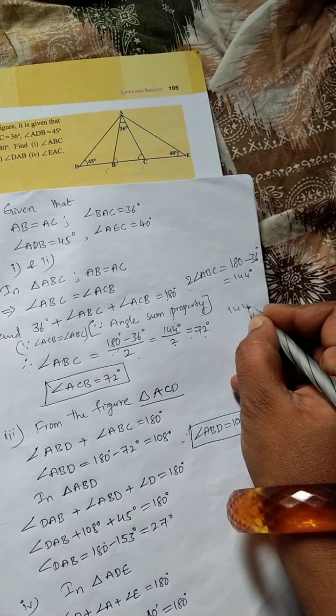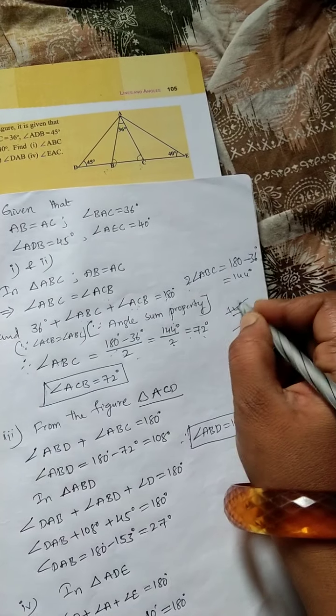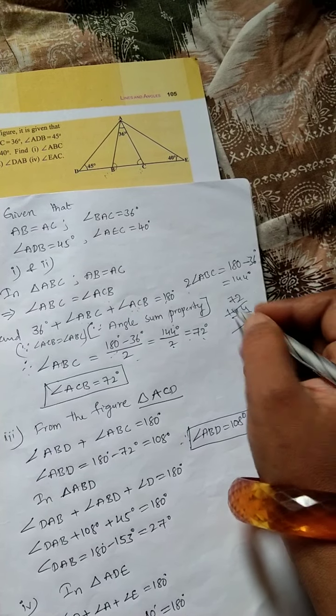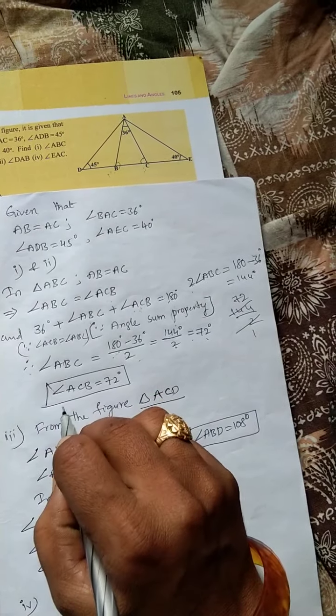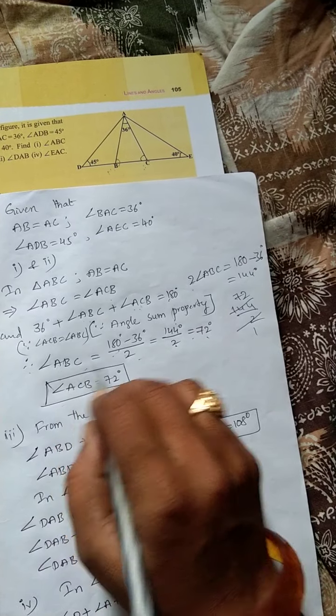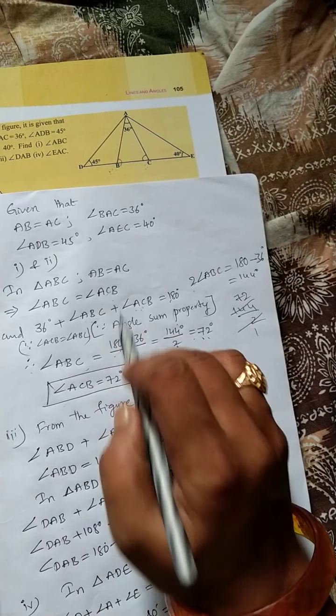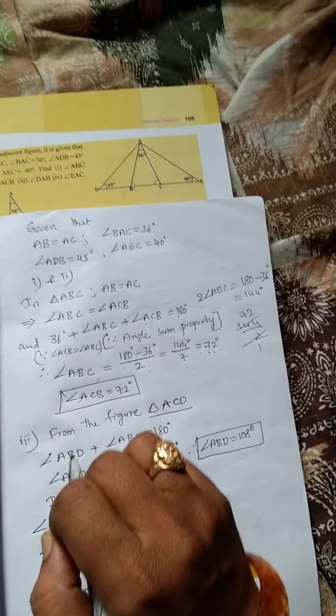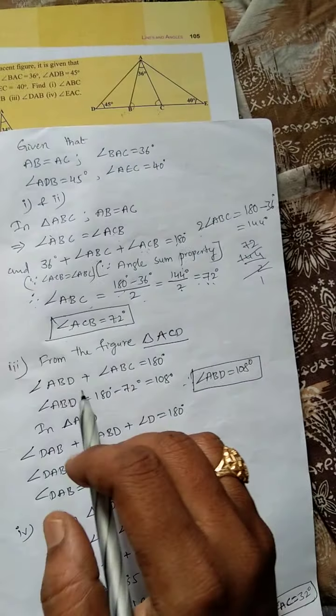See here, I am doing that also: 2 1s are 2, 7s are 14, 2 2s are 4, so 72 degrees you will get. That is angle ABC. Angle ABC is 72, which means angle ACB is also 72 only, no? Why? Because both are equal. So angle ACB is also 72 degrees.